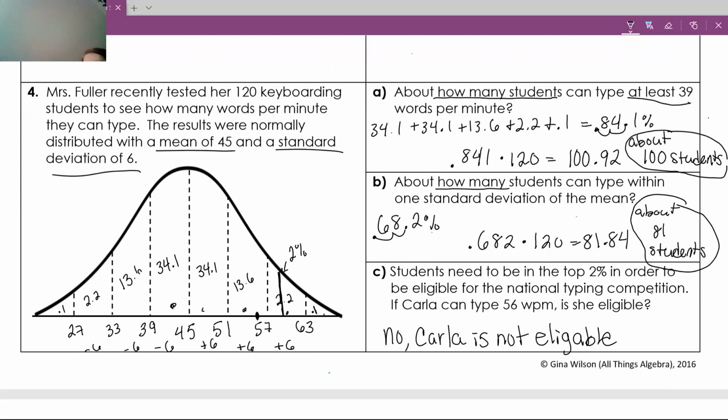And that's it. The percentages never change. Mean goes in the middle line. Add standard deviations on to go to the right. Subtract them to go to the left. And then read your question. See which portions of the graph you need. Add those percentages together. If it says how many, multiply by the number that were surveyed.